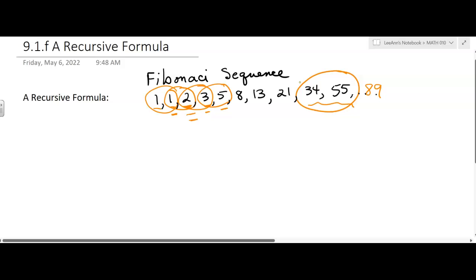Okay, and so this is an example of a recursive formula. The term is based on previous terms. So there's no way for me to just say, let me find the 100th term of the Fibonacci sequence without finding the 99 terms ahead of that. That would be difficult to do. It would take me a long time. So that's the difference between a recursive formula and an explicit formula. A recursive formula is based on previous terms in the sequence.